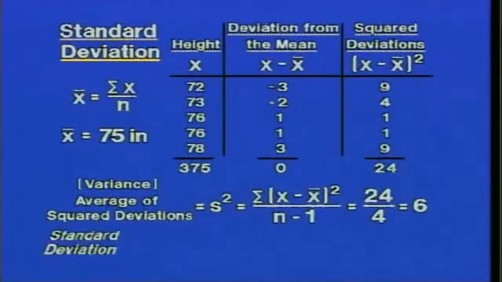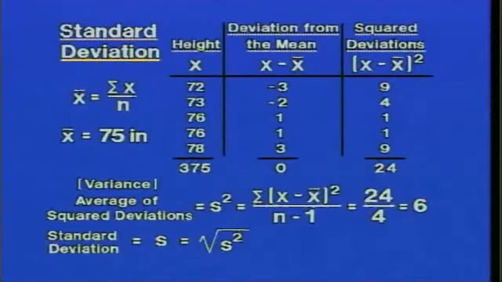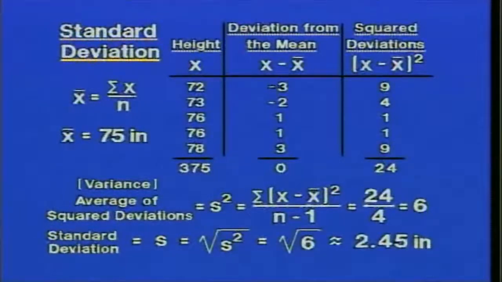Now we're ready for standard deviation. Standard deviation is symbolized with a lowercase s. And remember, the variance was s squared, so it would make some sense that the standard deviation is the square root of s squared, or the square root of the variance. And that means then it's the square root of 6 for this problem, which is approximately 2.45 inches. Now we'll put this 2.45 inches into perspective a little bit later.